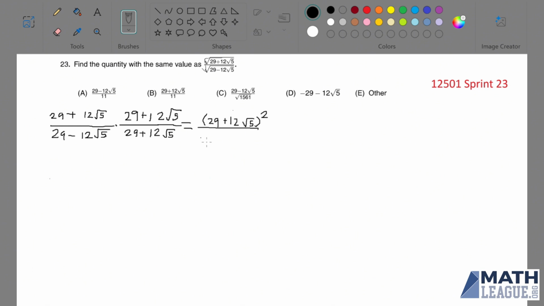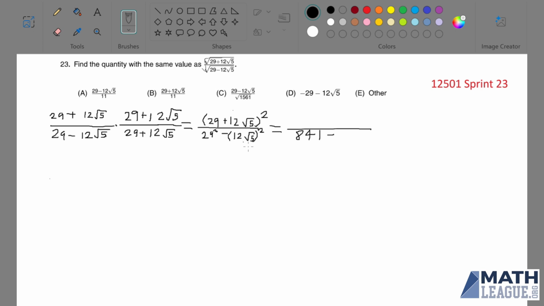Now down at the bottom, again, this is difference of squares. So we can go directly to 29 squared minus 12 root 5 squared. And further simplifying the denominator. Now again, remember that here at mathleague, we encourage you to have your squares memorized up to 32. And if you follow that rule, then 29 squared isn't going to take you any time to calculate. You should have it memorized that 29 squared is 841.